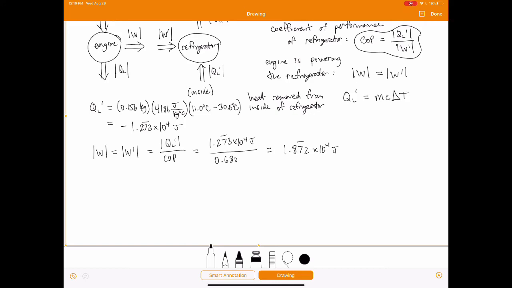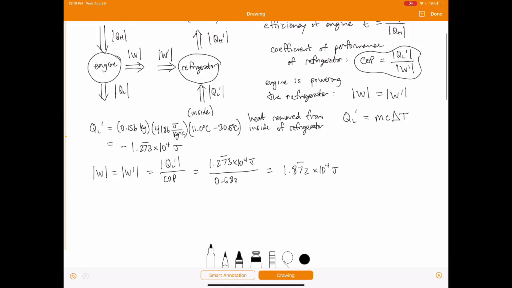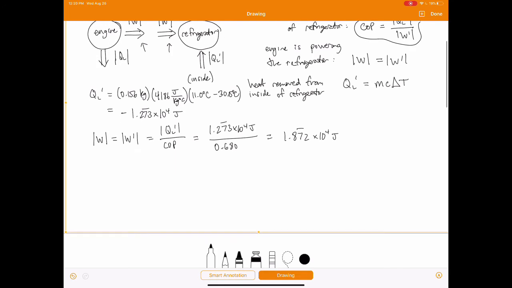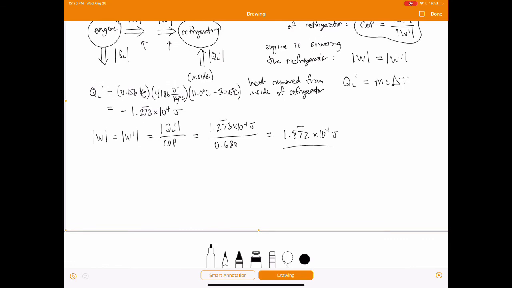Okay, so just to be clear, this is how much work is done on the gas in the refrigerator, which is the same as the work done by the gas in the engine. That's the amount of energy.